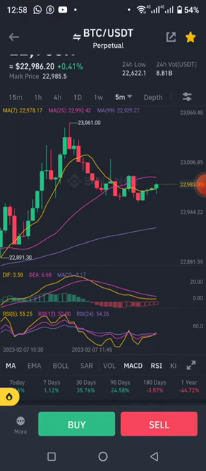Now this is the RSI. I will start with the MACD. This is the MACD. If you want to activate it, you just come to this place and click on MACD, and this is the MACD.